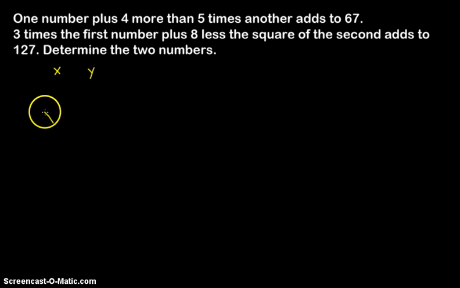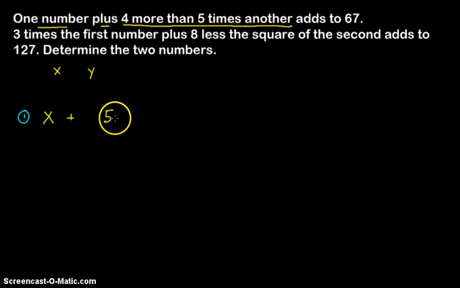Okay, so let's talk about this. One number. So this is equation 1. One number plus 4 more than 5 times another. It's 4 more than, okay, I'm adding, I got that, plus, so I got the plus part. One number, got that, that's there. Then plus, look at this, 4 more than 5 times another. Well, by another, that's the y, but it's 5 times another.